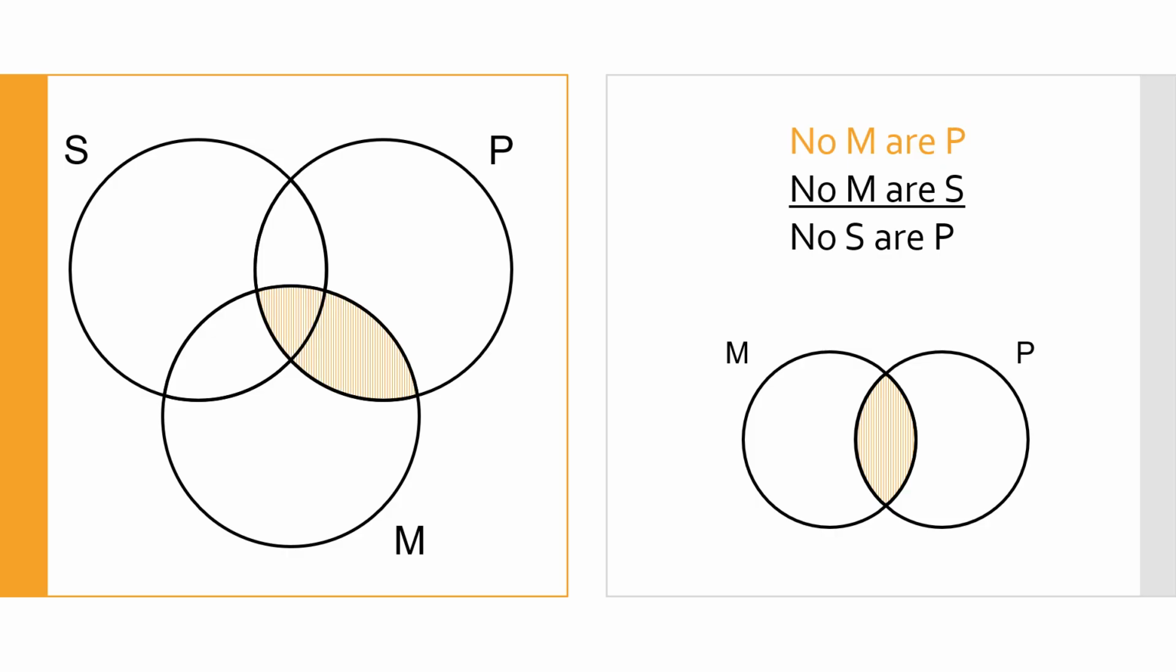Now if we go plug this in on a three circle VIN, it's fairly simple. What we want to do is go to the M circle and go look for the two pieces of the M circle that are inside the P circle and color them in.